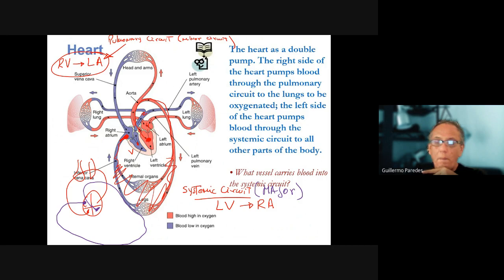Okay, now how to remember that? The way to remember it is this. If you remember the pulmonary circuit, you can remember the systemic circuit. The pulmonary circuit, or the minor, is very simple. It's very close. They need to go to the lungs and go back to the heart. It's a very short trip, right?